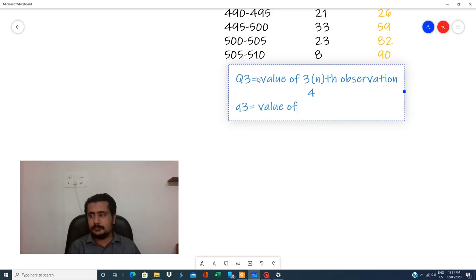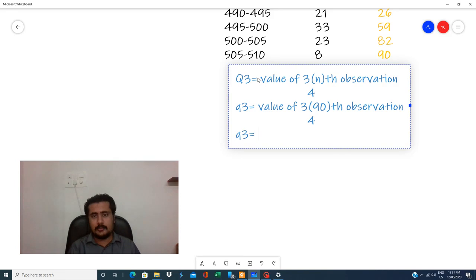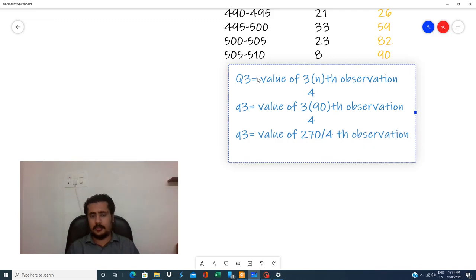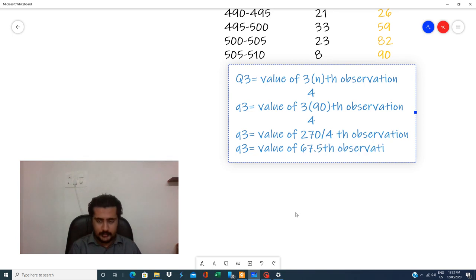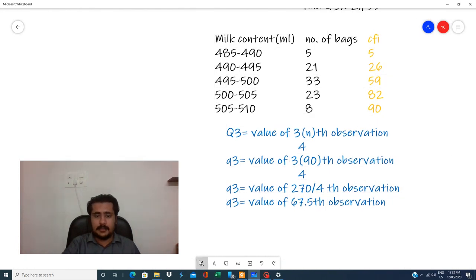So Q3 is value of 3 into 90 upon 4th observation. Q3 is value of 270 upon 4 observation. Now what is 270 upon 4? That's the 67.5th observation. Now how will we find this 67.5th observation? Let us see in CFi. So this class is selected: 500 to 505. The 67.5th observation will be in this class.